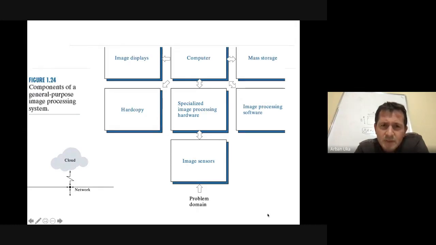Then we have image display. Image display is just a monitor or some portable monitors. Nowadays it doesn't have to be a PC monitor. It can be portable displays, which are anything from 5-inch to 7-inch diagonal of the screen.